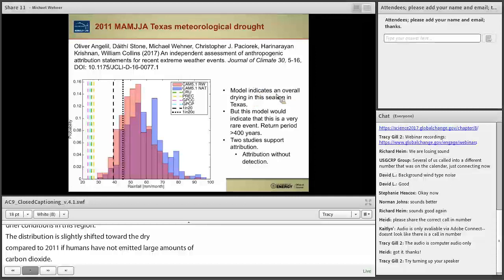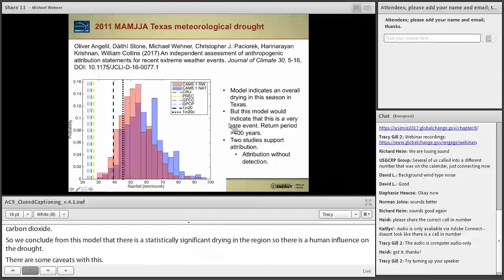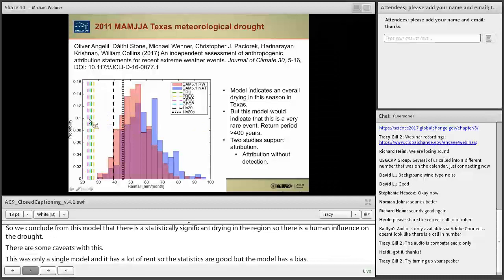Now, there are some caveats involved in this. This was only a single model. It has a lot of runs, so the statistics are good. But the model has a bias. It's a little too wet in this region and would indicate, in fact, that the return period for these low levels of observed drought would be somewhat greater than 400 years, which is probably a little on the high side.